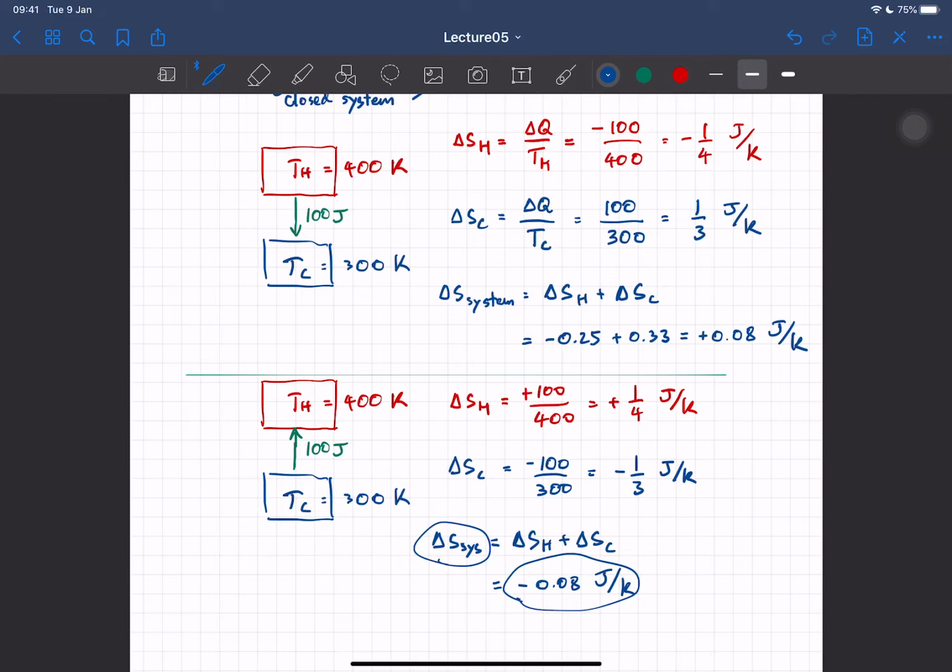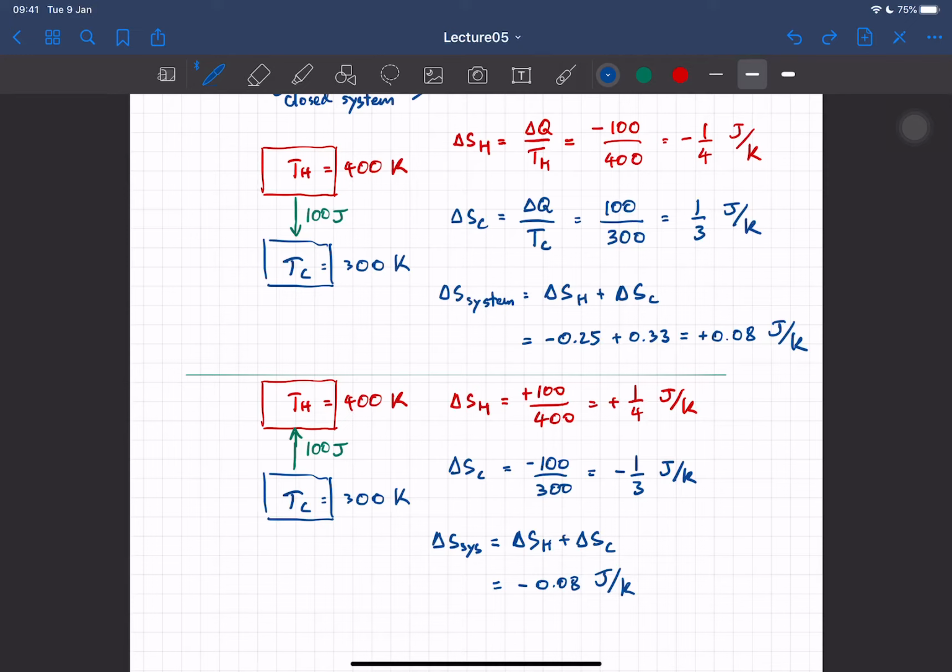And this is a closed system. It cannot do that. So that's why you will never see, unless you do something more than this, hot bath and then cold bath just placed together and then heat gonna flow from cold side to hot side. You cannot have that, right?